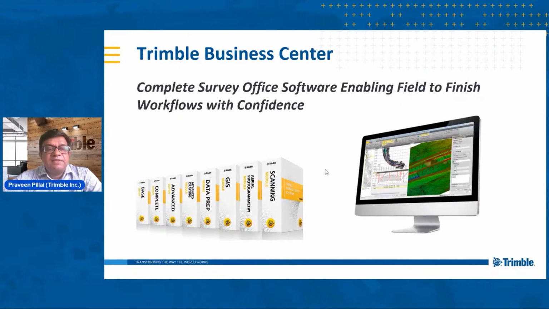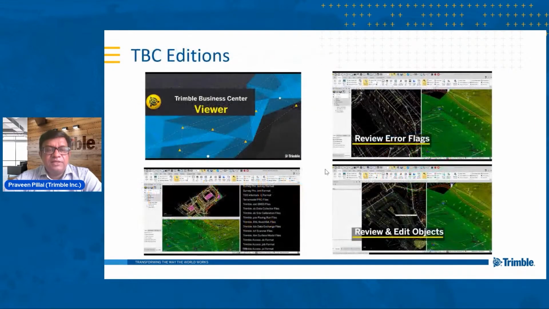So Trimble Business Center has got various versions. We'll just have a look at the various versions we have in TBC. There's a version called TBC Viewer, which is free of cost. You can download it and start exploring the software. Okay, so it's a viewer wherein you can import some raw data, you can edit some objects, and then you can have a look at how the data looks and all.